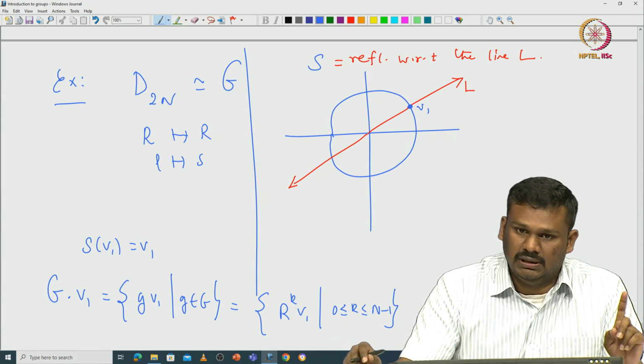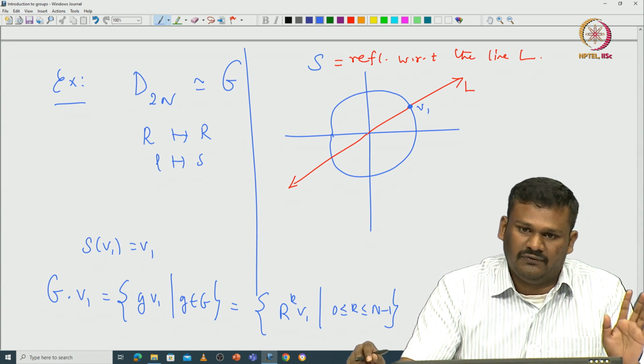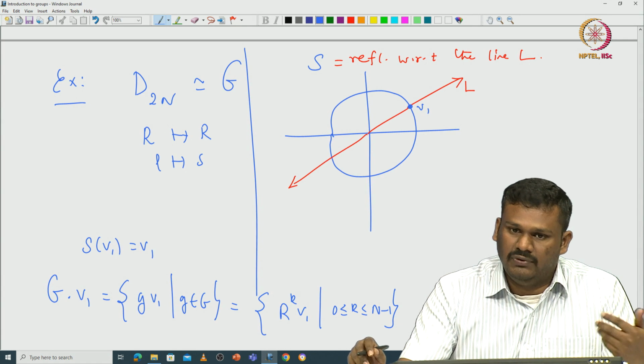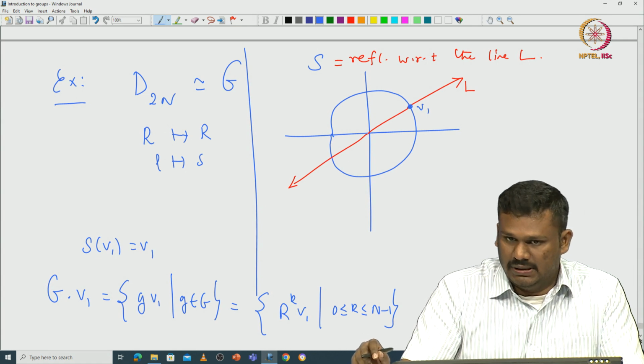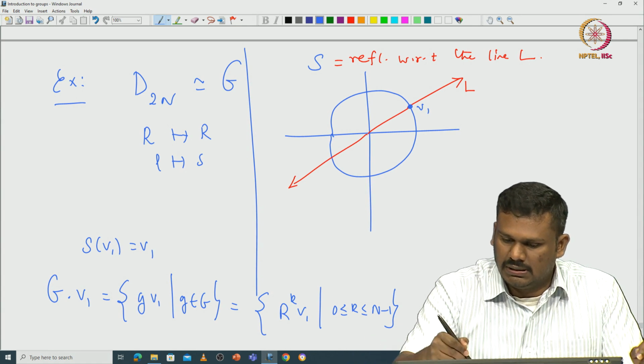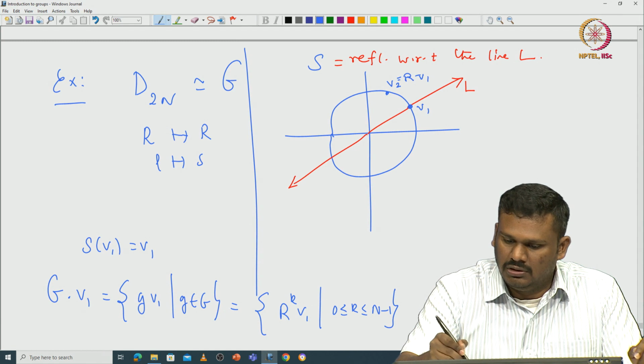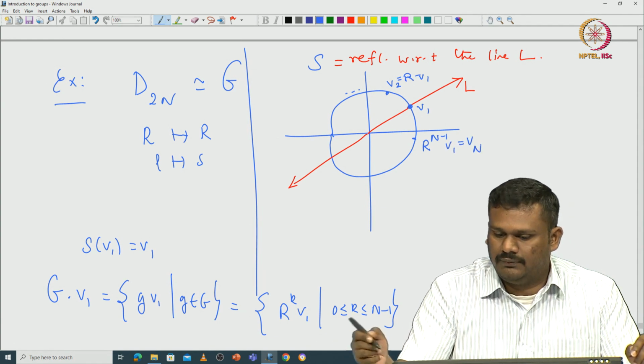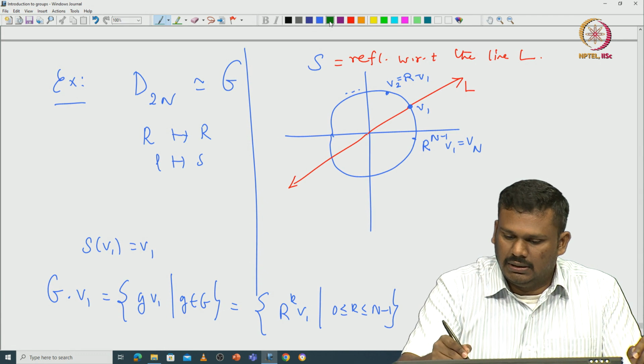because the rotation fixes only the origin, it has only one fixed point, it cannot fix anything else. So, this rotation R has to take V1 to different points. So, this is going to map to some V2, this is going to be R V1, and so on, and then you will come to R power n minus 1 V1, which is going to be your Vn. So, this is the n-gon that you will be getting.